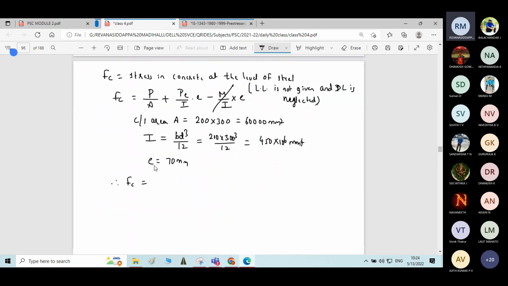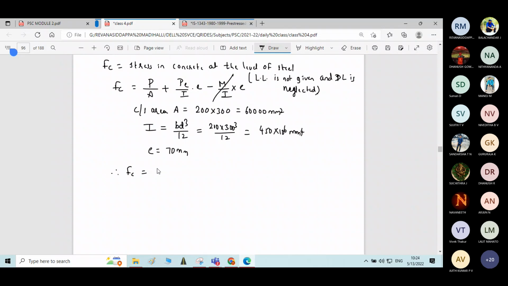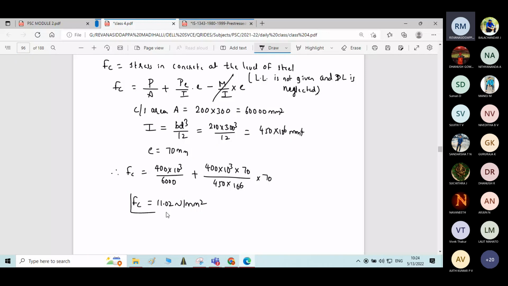P is 400 into 10 power 3, divided by cross-sectional area 60,000, plus 400 into 10 power 3 times eccentricity 70, divided by I, 450 into 10 power 6, into eccentricity 70. Calculate the answer. It is 11.02 Newton per mm square.